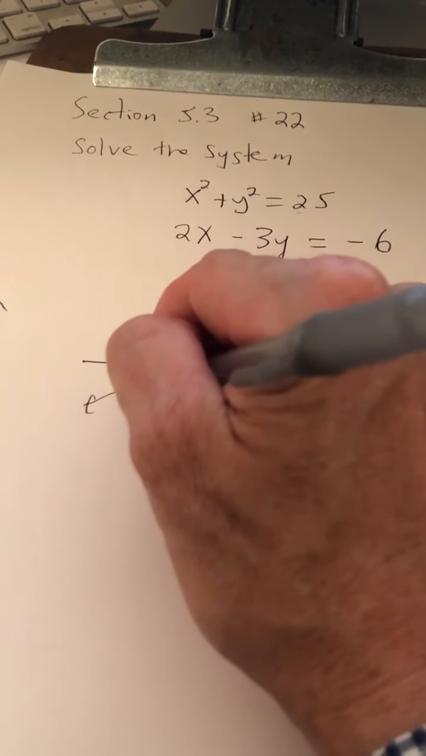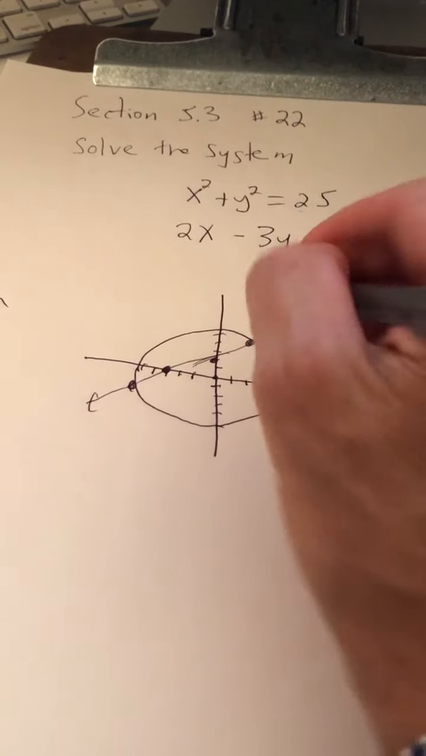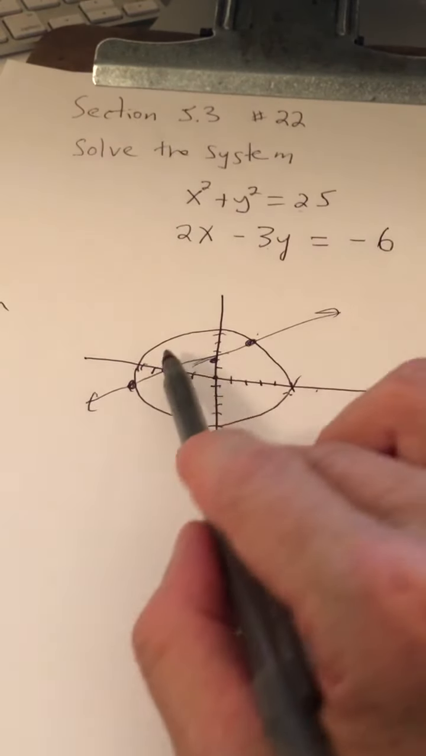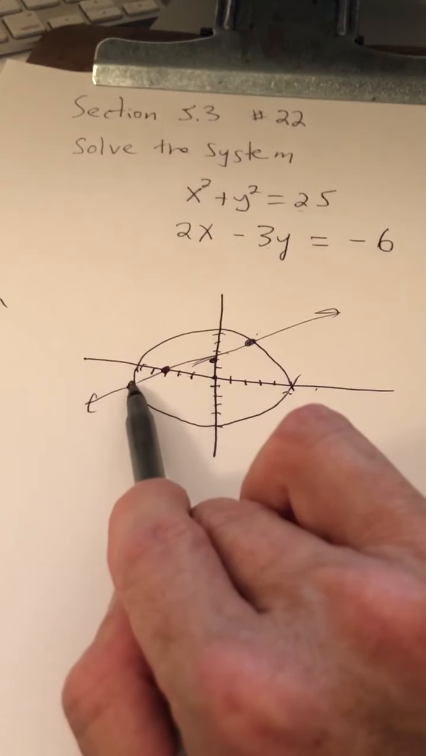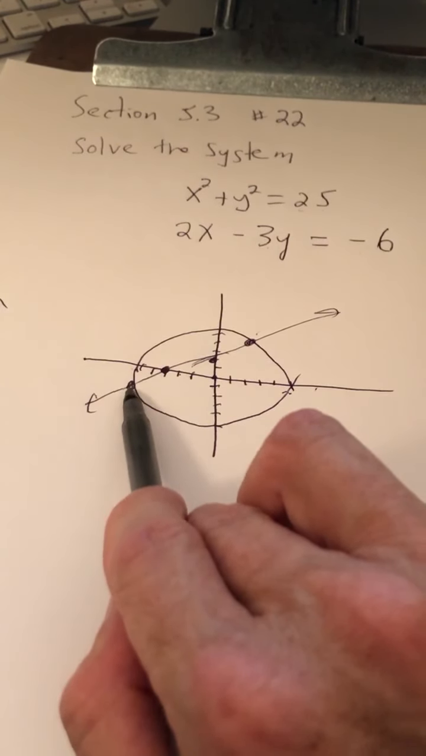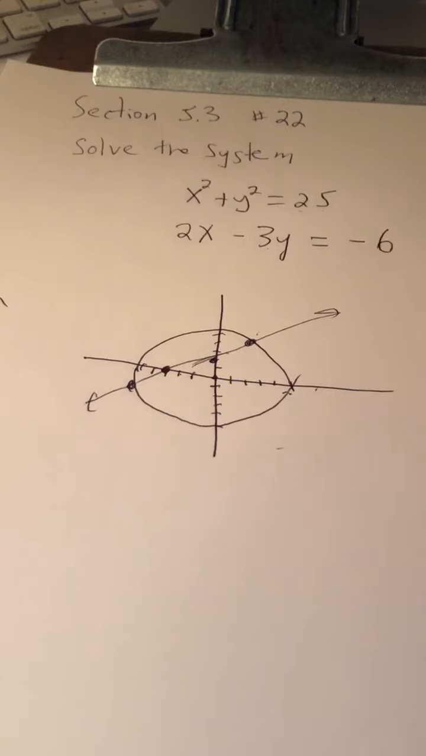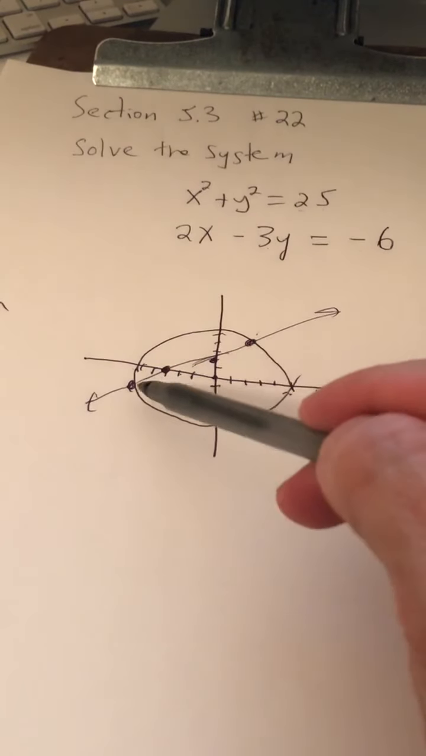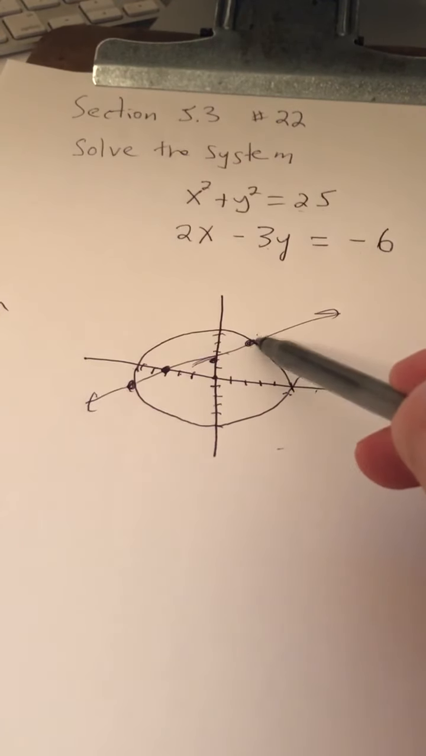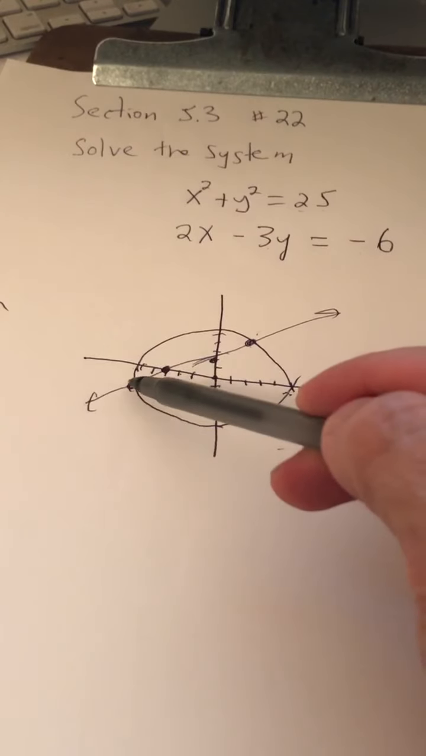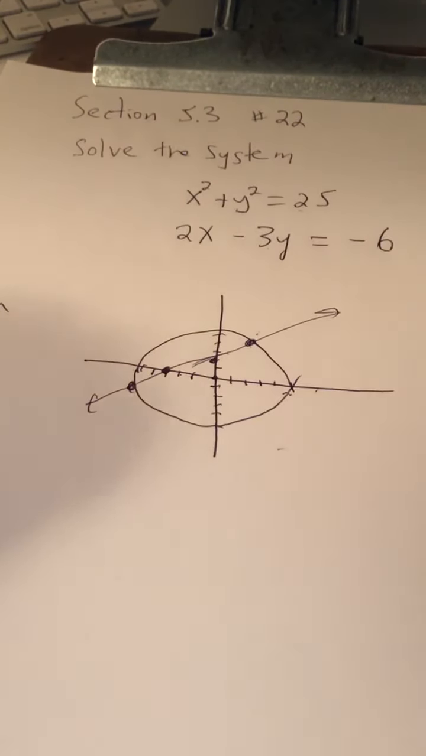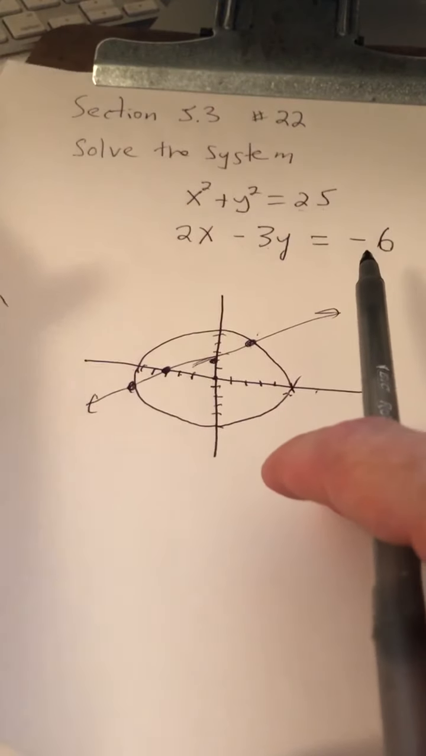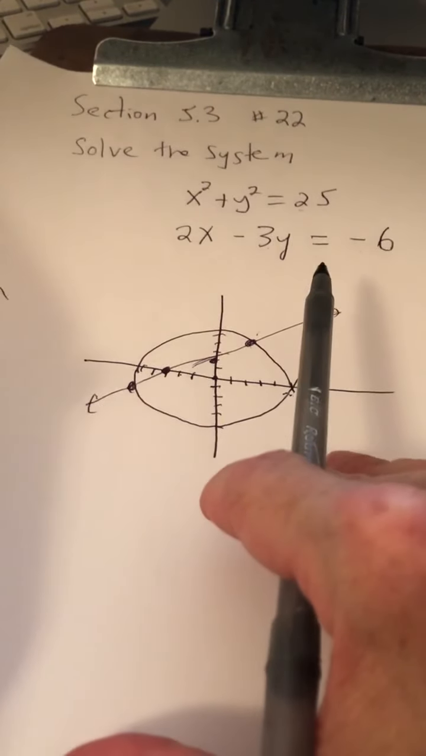So when we graph both the equations, we see that they cross in two places, once in the first quadrant and another time in the third quadrant. So our solutions will be right here and there. We're going to get one solution in the first quadrant and another solution in the third quadrant. So let's go back to our system. What we're going to actually do is we're going to solve this algebraically.